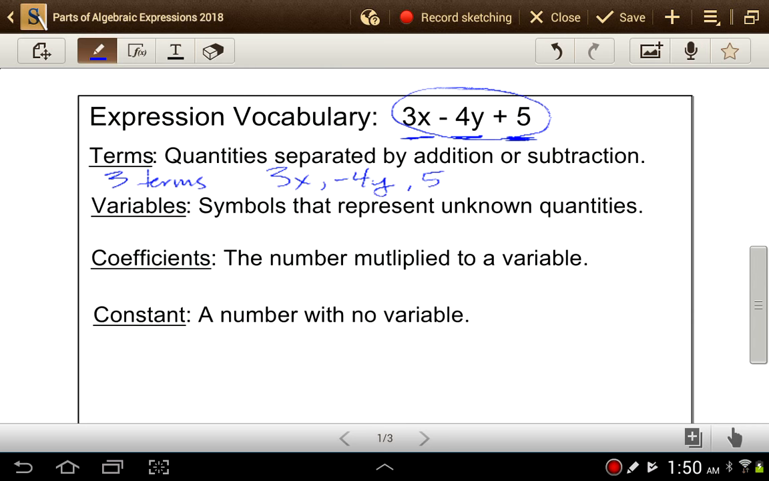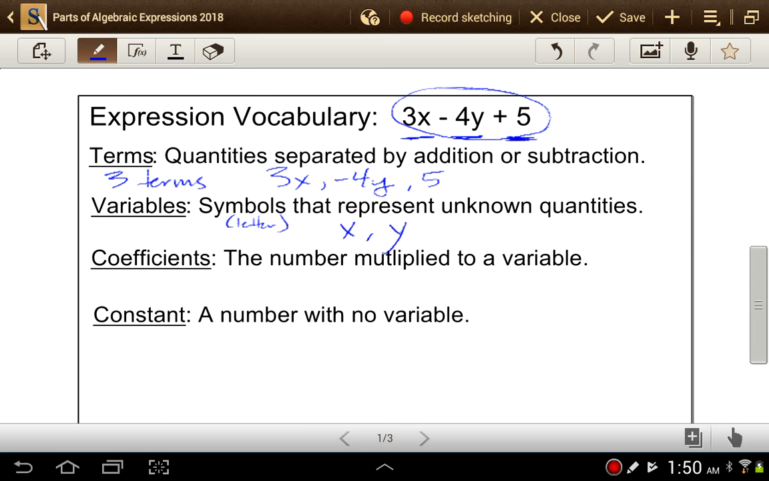Now variables are symbols that represent an unknown quantity. For most of our examples, we're going to be using a letter. So that symbol is going to be a letter that represents an unknown quantity. When I look at my expression up there, I have 3x minus 4y plus 5. I have an x and I have a y. So my variables are the x and the y.